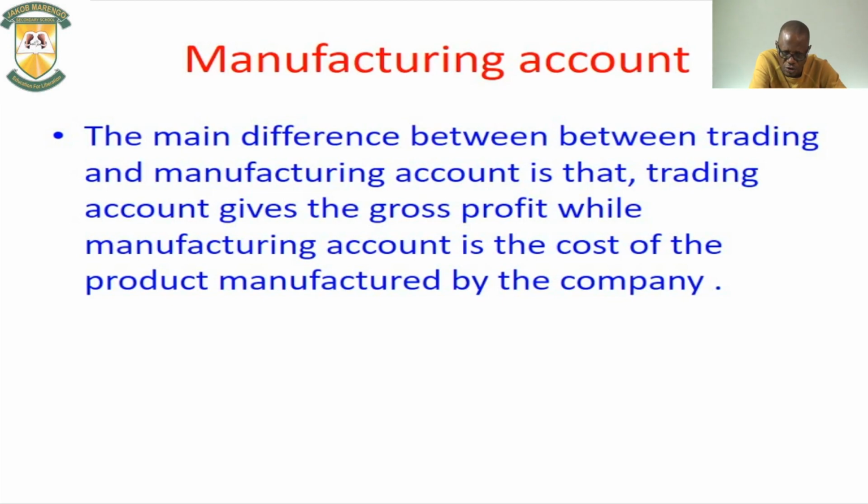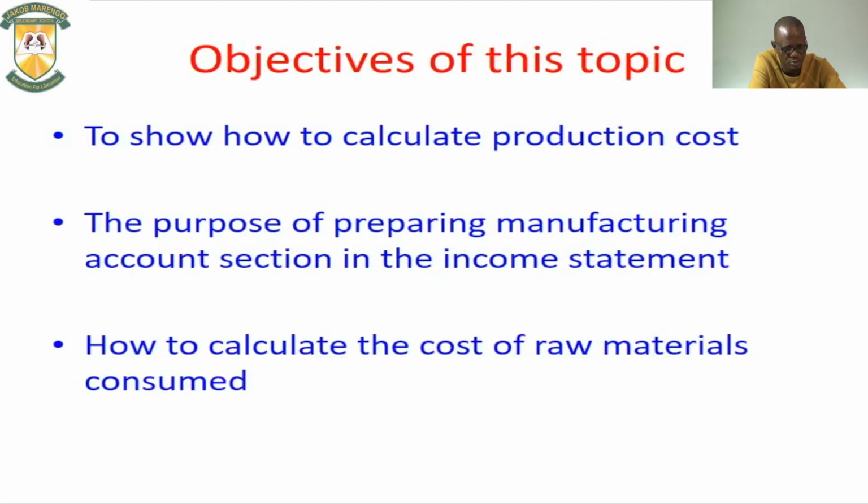So, number one, I will show you how to calculate production cost. Number two, I will show you how to prepare a manufacturing account in the income statement. Number three, I will show you how to calculate the cost of raw materials consumed. Also, I will explain direct and indirect costs with examples. Let me stop here. I will continue from here very soon, where I will tell you the meaning, why we need to prepare it, what the prime cost is, then prime cost of production. Thank you. I will come back to you soon.